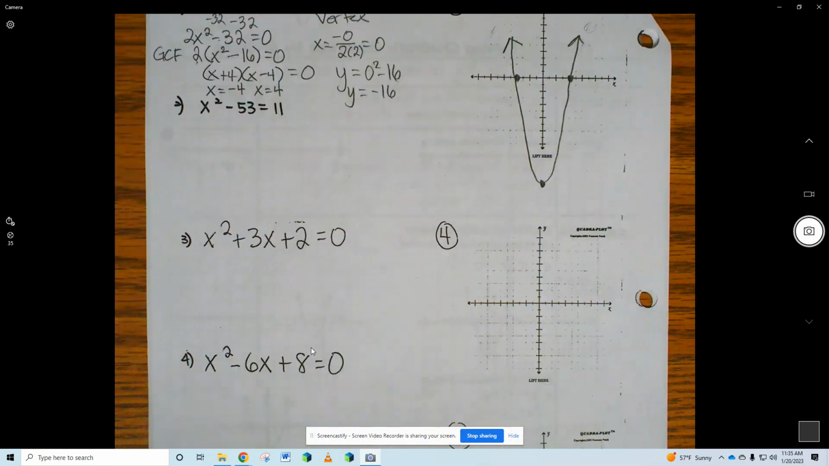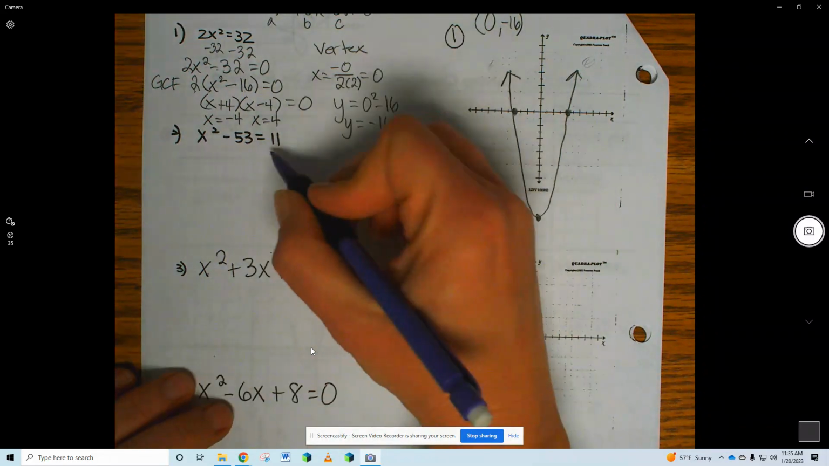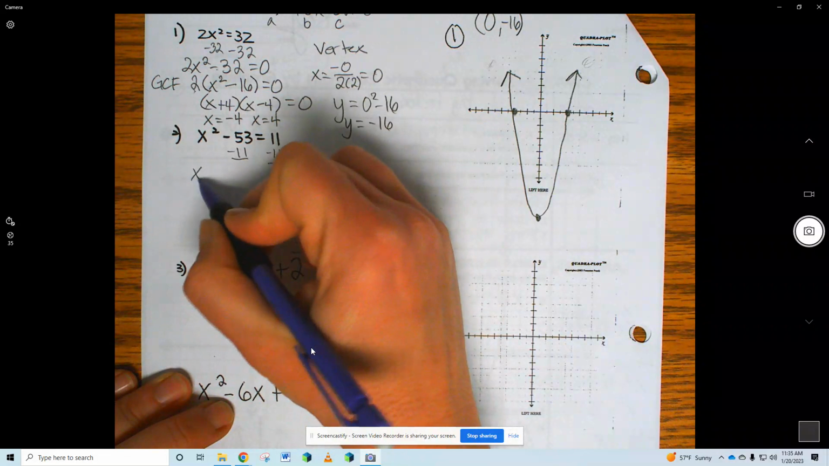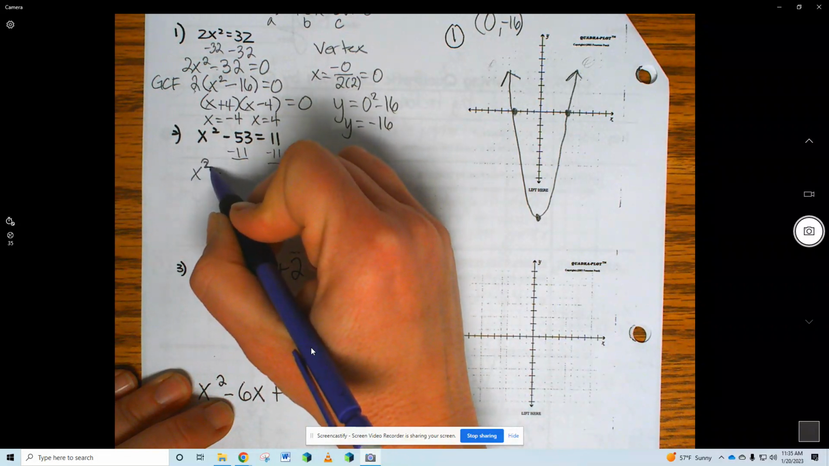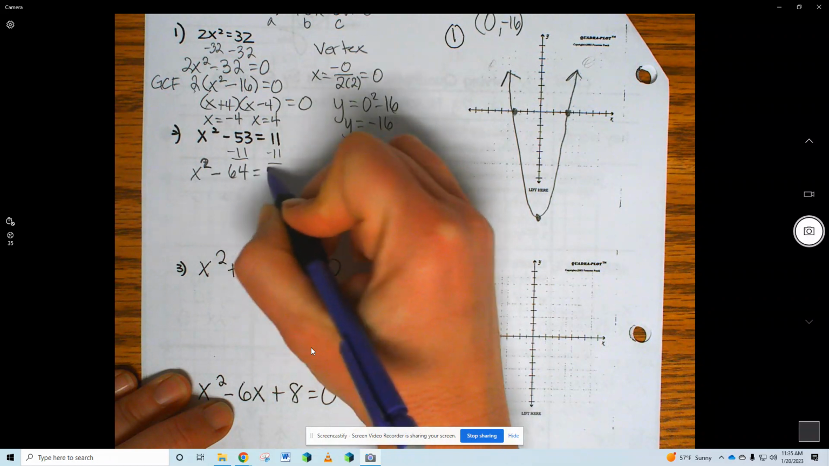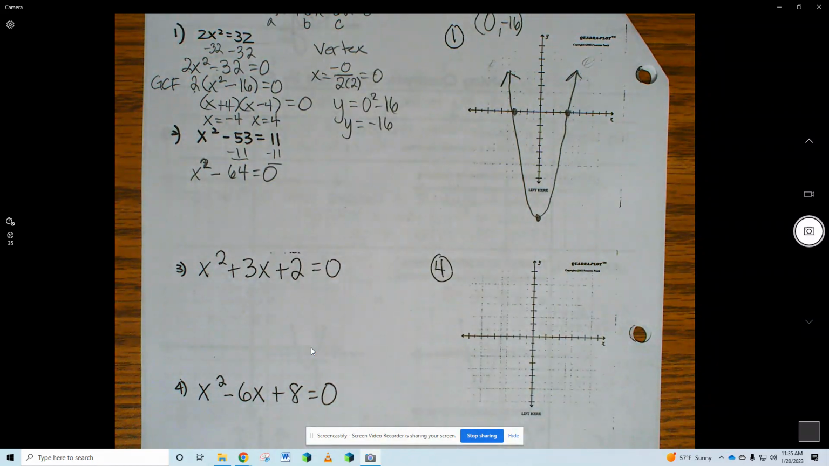Okay. Number 2. I don't want the 11 there. What do I do? Subtract it. It's positive, subtract it. x squared minus 64 equals 0. I want you to do this one with your people. So now factor it. Two parentheses. Check with your neighbors to make sure you're all doing the same thing.